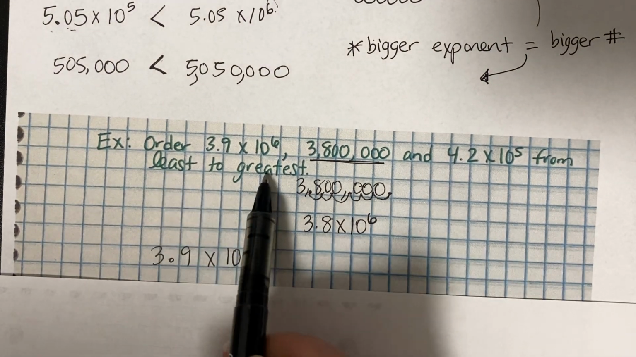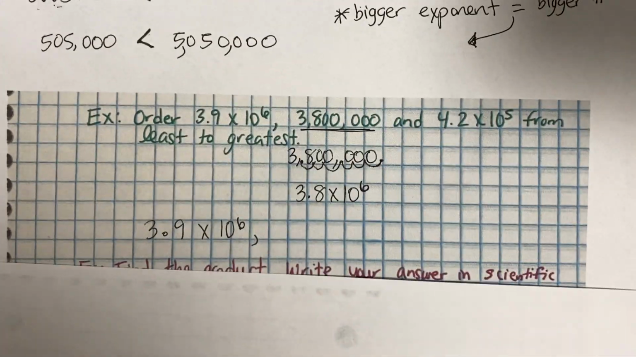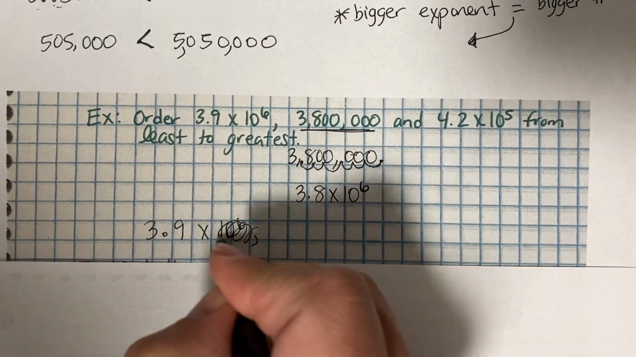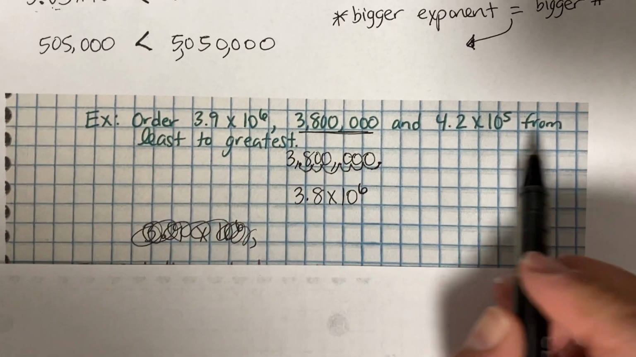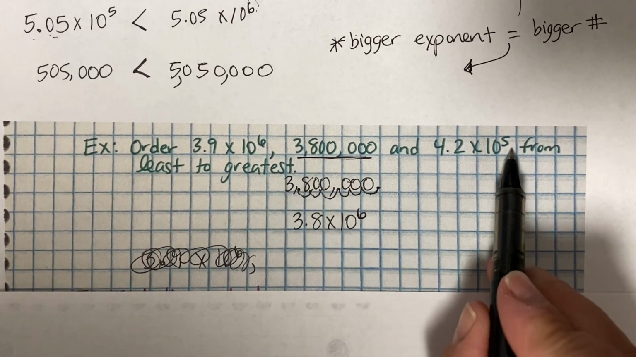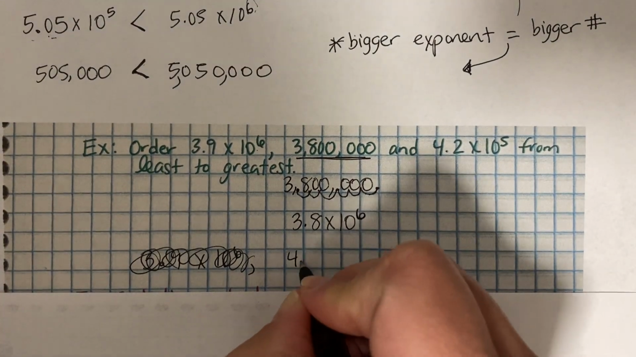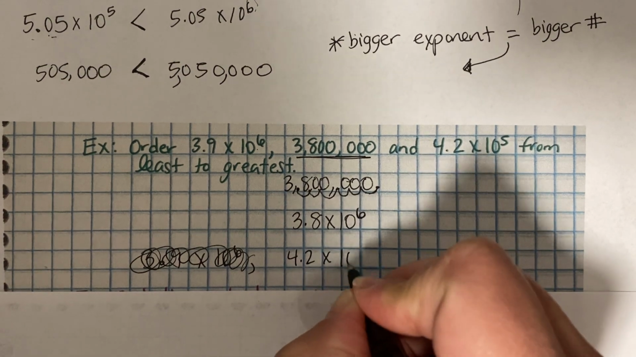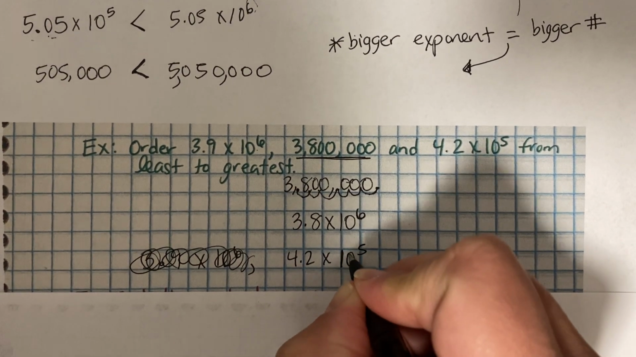Whoops, this says from least to greatest. I gotta read the directions, huh? Okay, so biggest exponent means bigger number. These have the biggest exponent, so this is going to be our least because Mrs. Astaire doesn't know how to read directions. Okay, here we go.